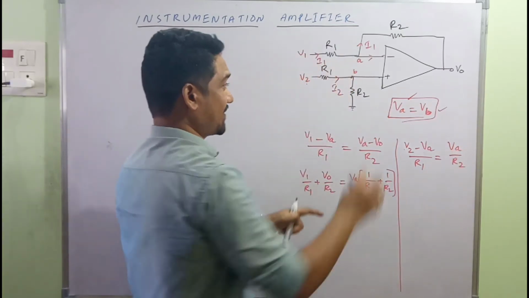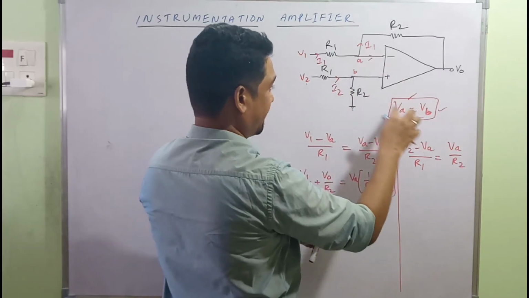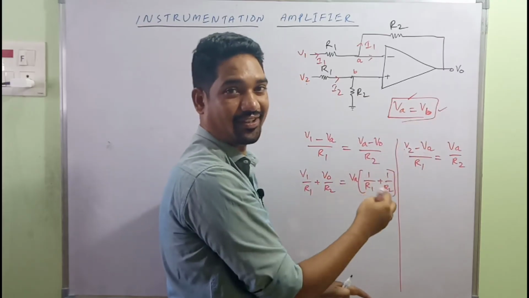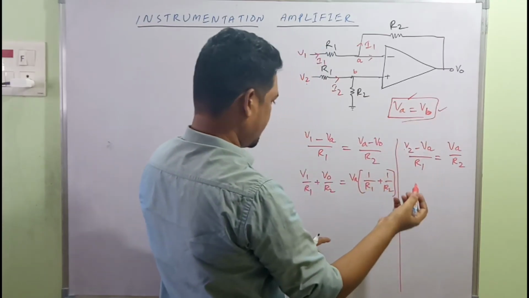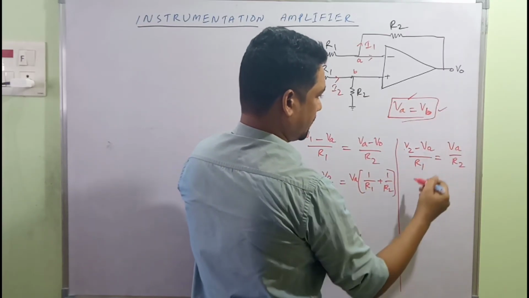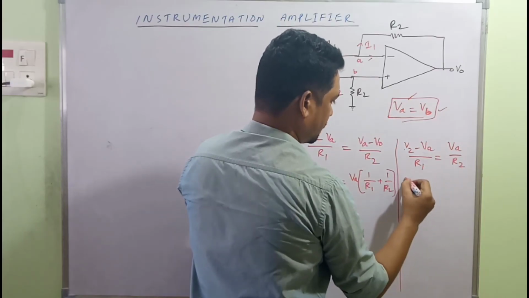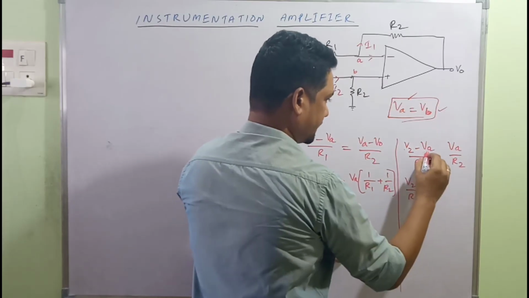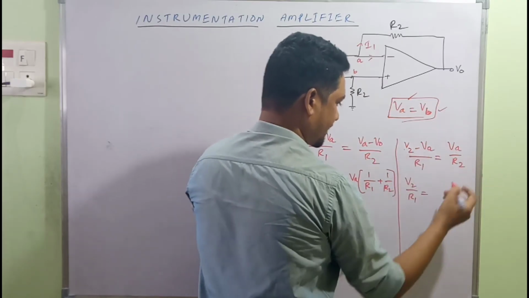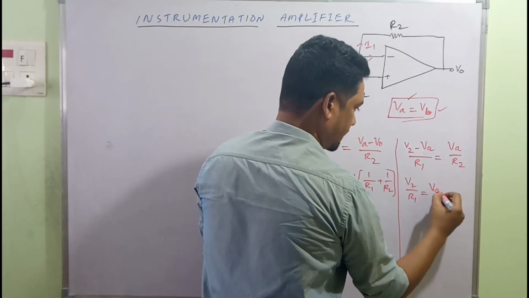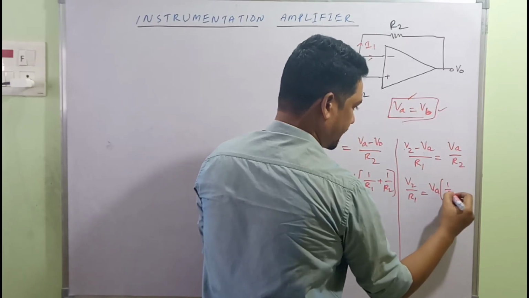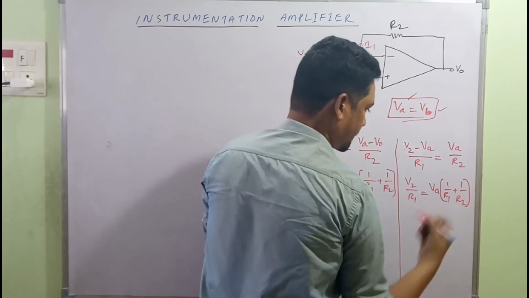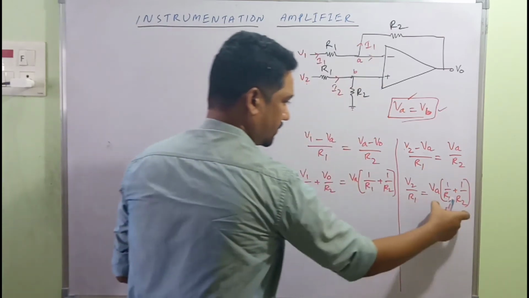Confused? Don't get confused. Here I have written straight away in terms of VB, but from this one I have written straight away in terms of VA. Please make a note of that. And again, simplifying for VA, it will be V2 by R1, which is equal to VA on that side, so it's negative, going that side it will be positive. Taking out VA as common, once again we are left with 1 by R1 plus 1 by R2. Please make sure, right? Can you see?